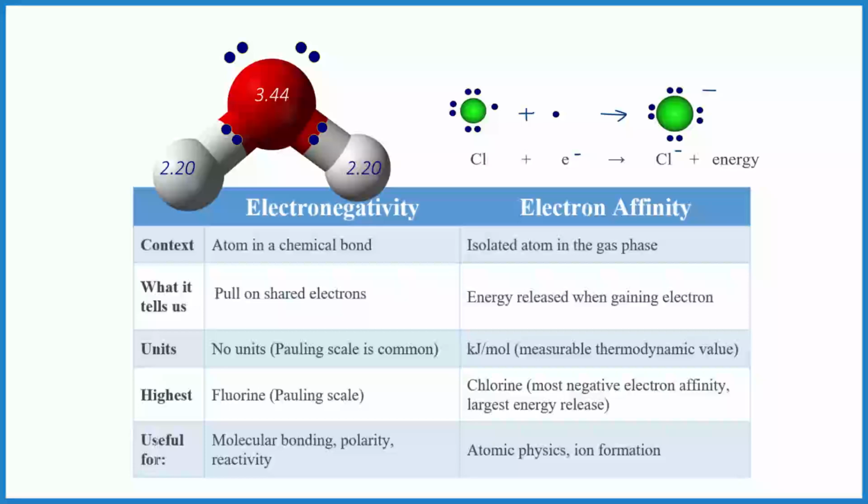So that's it. Probably the big thing to realize is with electronegativity, we're dealing with this shared pair of electrons. It's pulled more towards the more electronegative atom. When we're talking about electron affinity here, we're talking about an atom that's gaining an electron. A neutral atom gains an electron, and there's some energy involved. And that tells us about the atom and the ion formation.